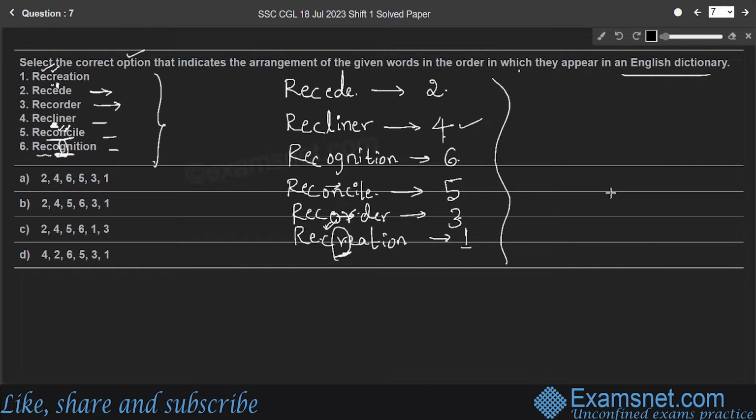Therefore, the order of these words would be 2, 4, 6, 5, 3, 1, right? In the order in which they appear in an English dictionary. So this is the order. Look at the options: 2, 4, 6, 5, 3, 1. Option A is the right answer.